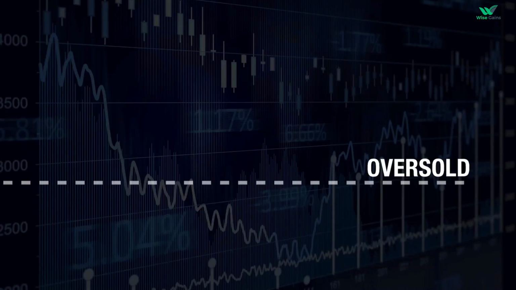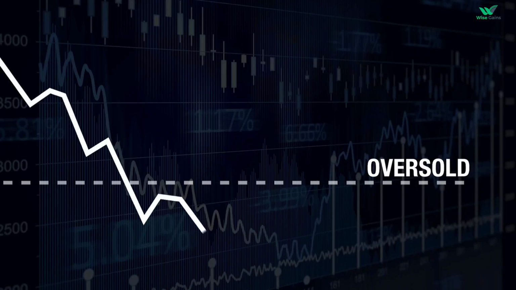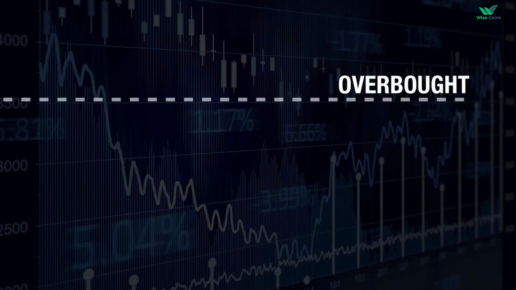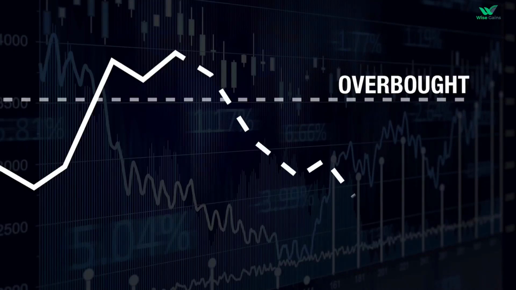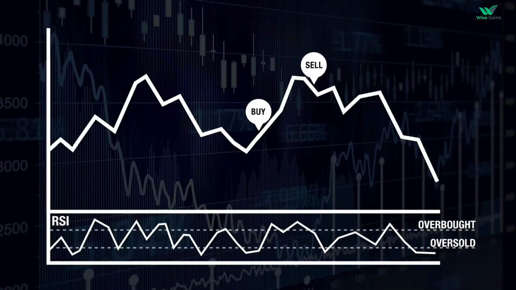When the value of the RSI falls below 30, it is said to be in an oversold region. Therefore, you can expect the price to make an up move. On the other hand, if the RSI goes above 70, it is said to be in an overbought region. Hence, we can expect the price to make a down move.